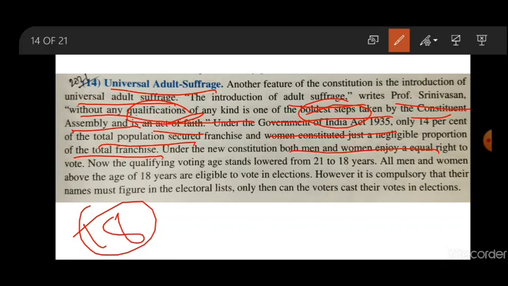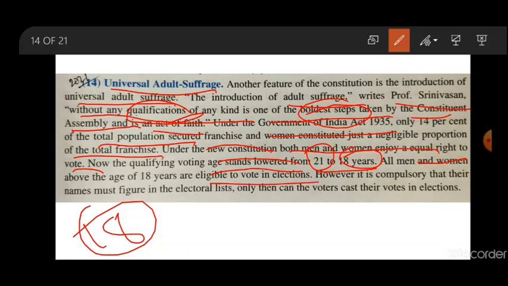So these are the other qualifications that used to be in India before independence, but under the new constitution, both men and women enjoy equal right to vote. Now the qualifying voting age is reduced from 21 to 18 years. The only qualification is one has to reach 18 years of age. All men and women above the age of 18 years are eligible to vote in elections.